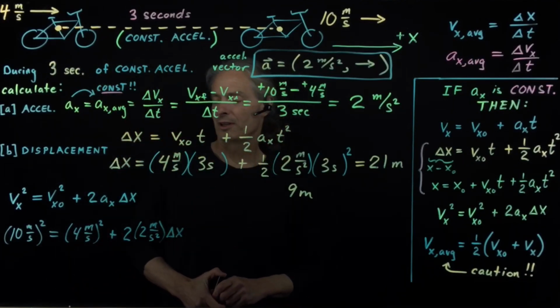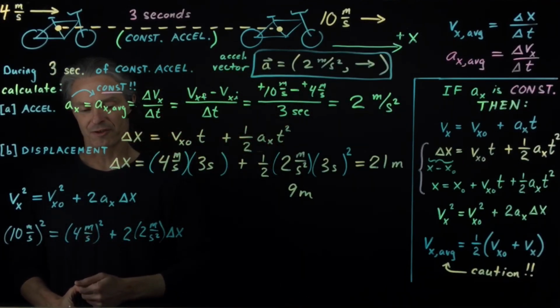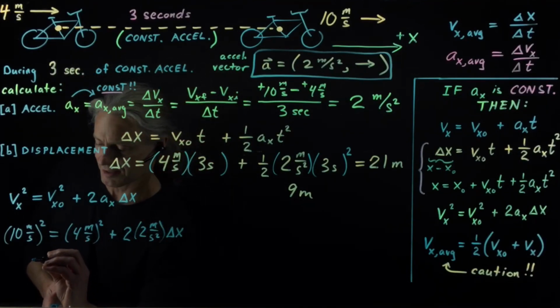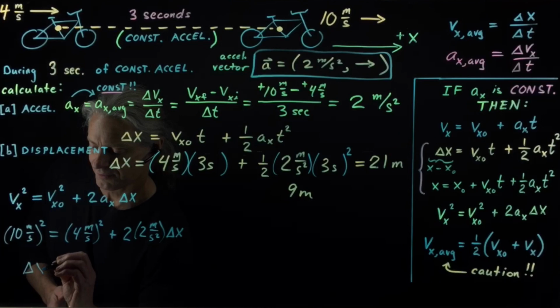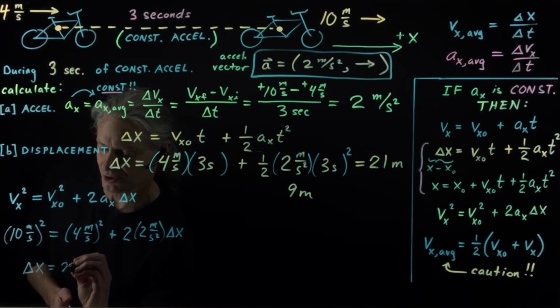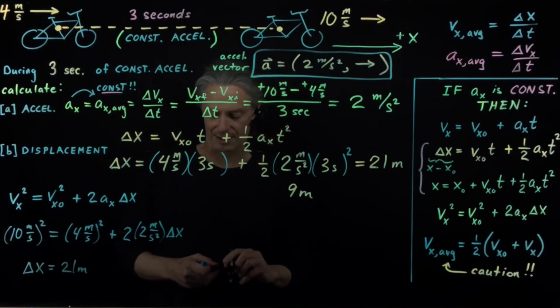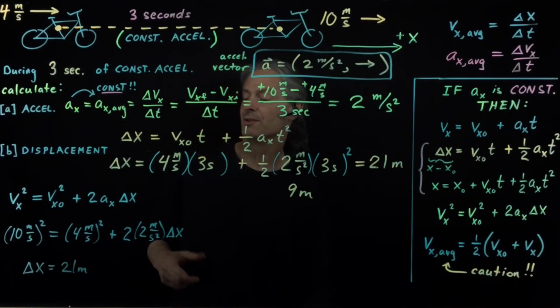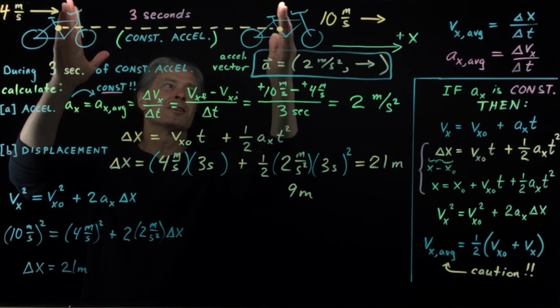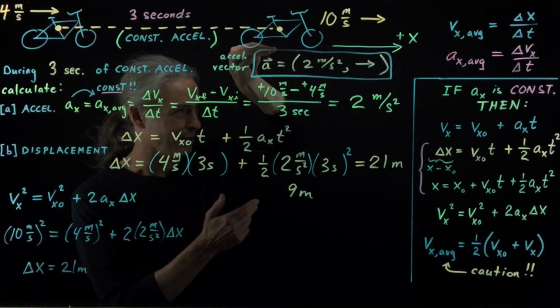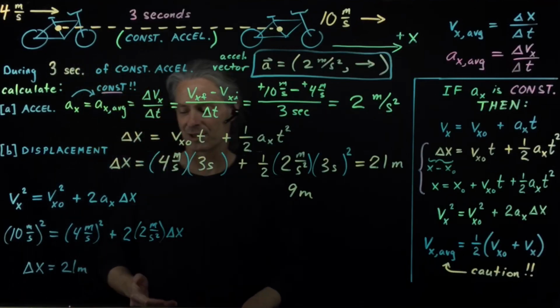I'll leave it to you to work out the algebra. We can subtract this from both sides, then divide by this, solve for delta x, and we'll get delta x equals 21 meters, just like we calculated here. So the x component of the displacement is 21 meters to the right. This came out positive. That's consistent with our rightward x direction that we chose.